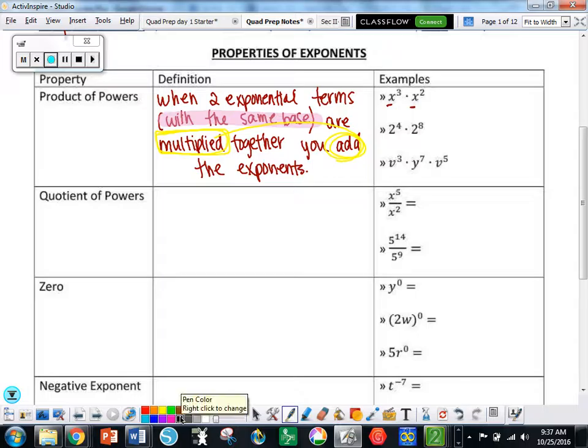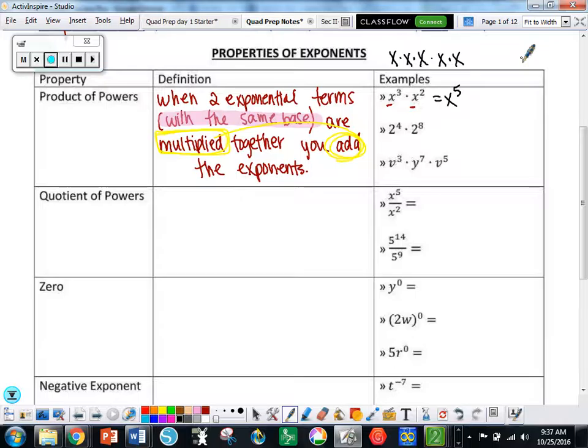And here's the reason why you add. If I have x to the third, that's the same thing as saying x times x times x. If you have x squared, it would be x times x. Well, what is that? Isn't that x to the fifth? Yeah, that's why you add the exponents. It's like you're expanding that exponential term.